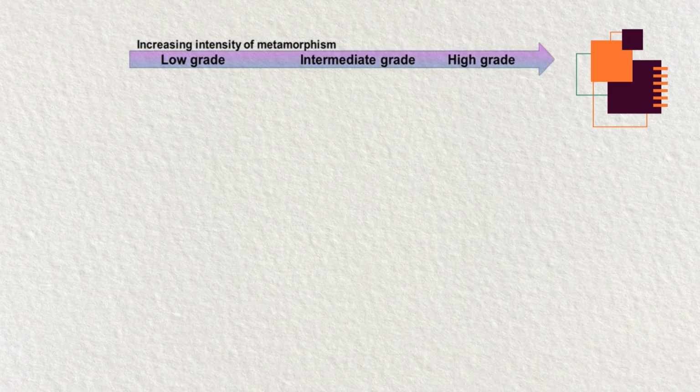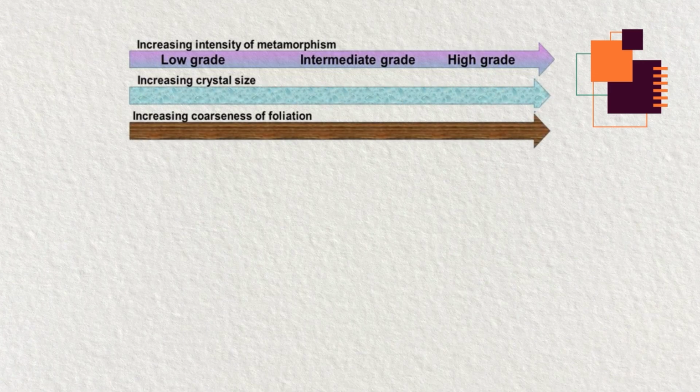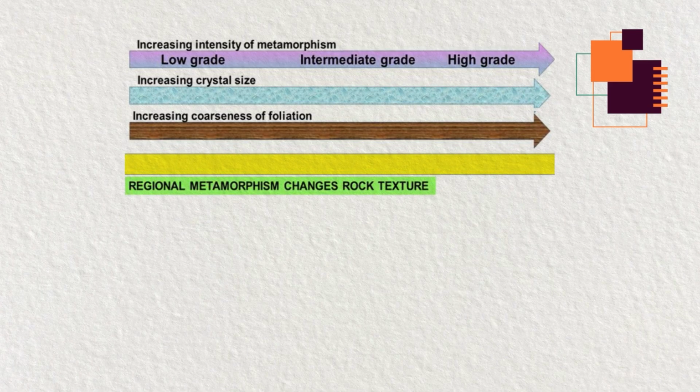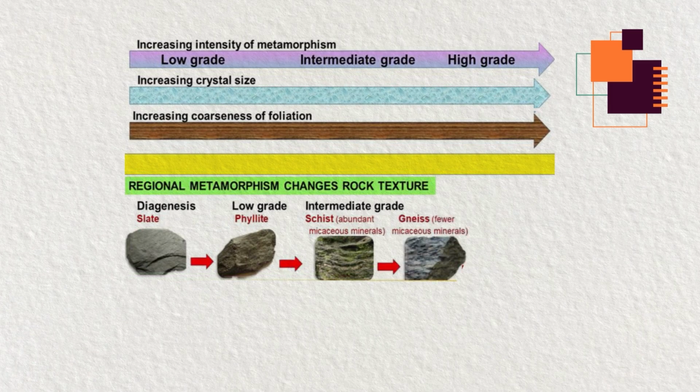Here is again a diagram which shows increasing intensity of metamorphism from low grade and intermediate grade to high grade metamorphic rocks. The increasing crystal size is also shown here, and regional metamorphism changes rock texture from slaty cleavage, to low grade phyllite, intermediate schist with abundant micaceous minerals, gneiss with fewer micaceous minerals which shows banding, and high grade migmatites which also show banding.